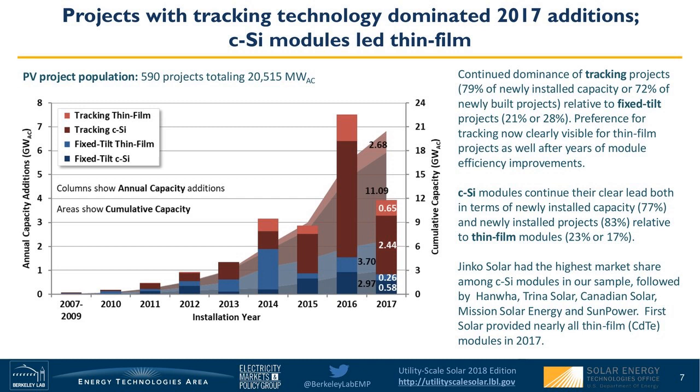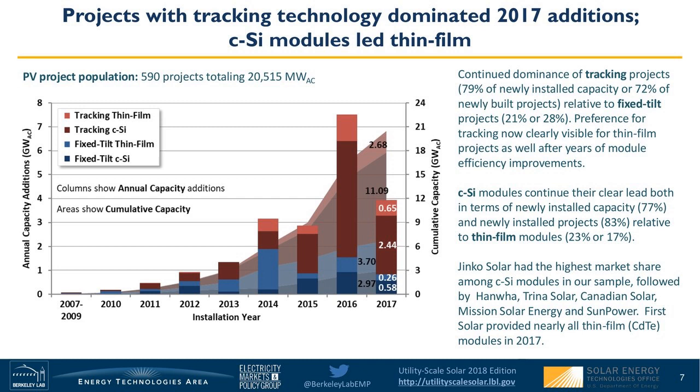Tracking is in red and fixed tilt is in blue, and it's measured here by the project capacity size. You can really see this big dominance of tracking projects that we've had over the past couple of years, really starting in 2015 and then growing in dominance every year until 2017. And so when we talk about tracking projects, we mean primarily single-axis tracking projects where the modules can track the sun from the east in the morning to the west in the evening, and thereby boosting overall generation over the course of the year.